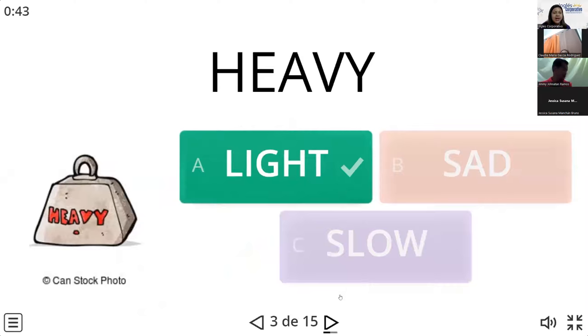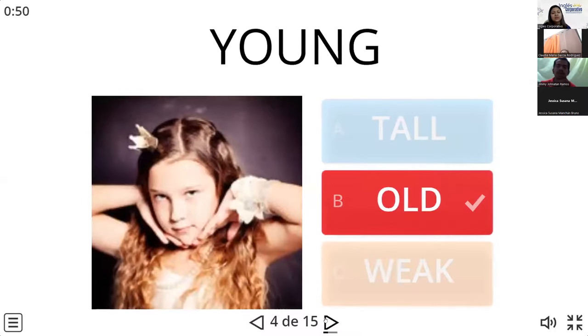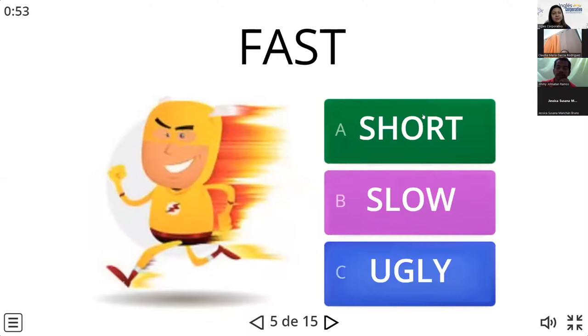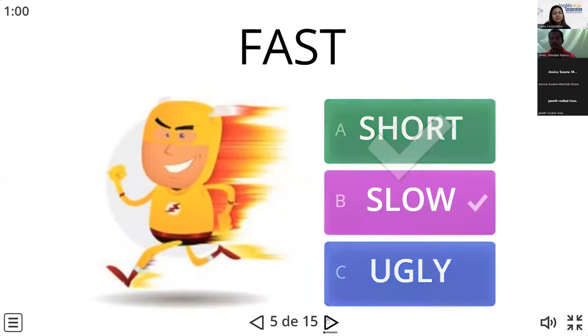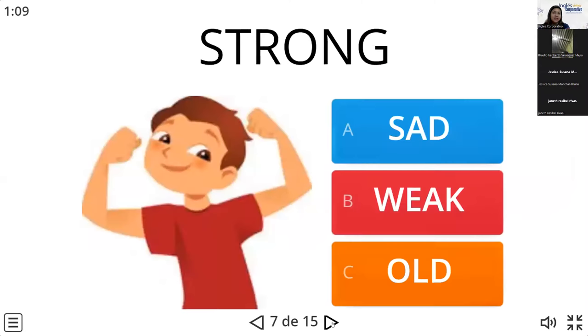Next one, we have the opposite of young. Old. The opposite of fast. Slow, like a turtle. Tall. Short. Tall and short. And next is strong. Weak. Exactly, weak is the opposite of strong.